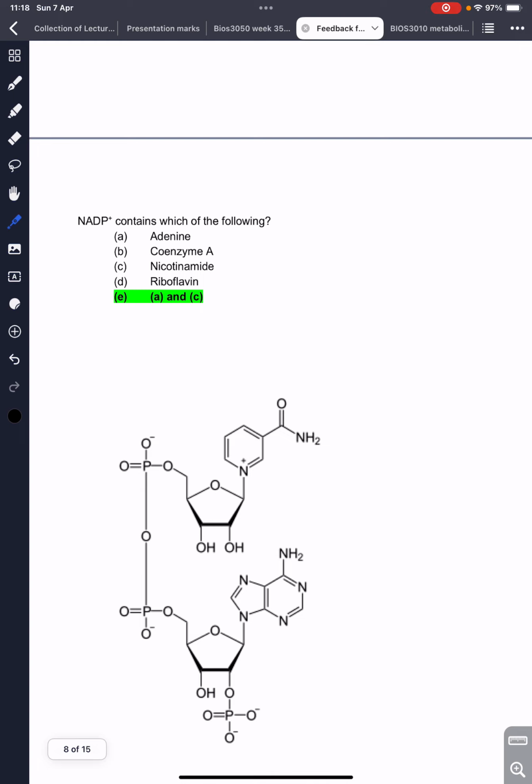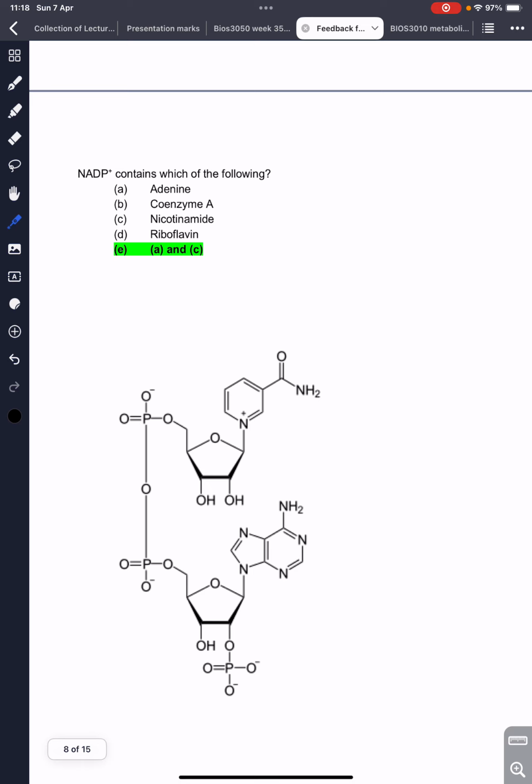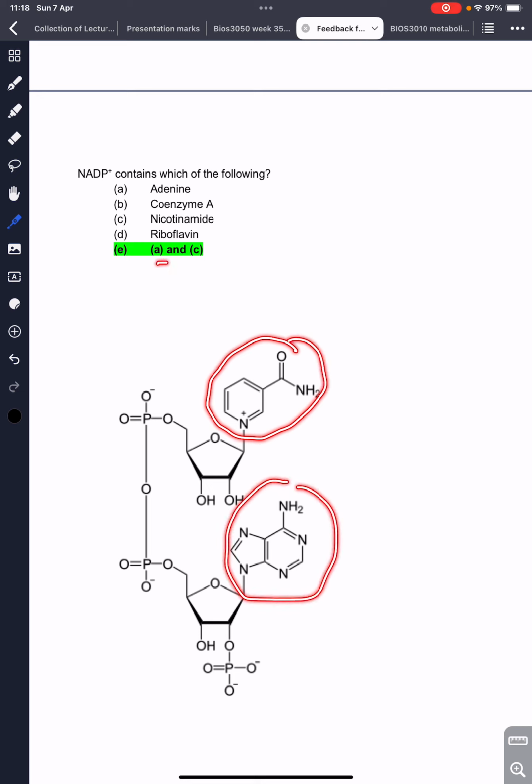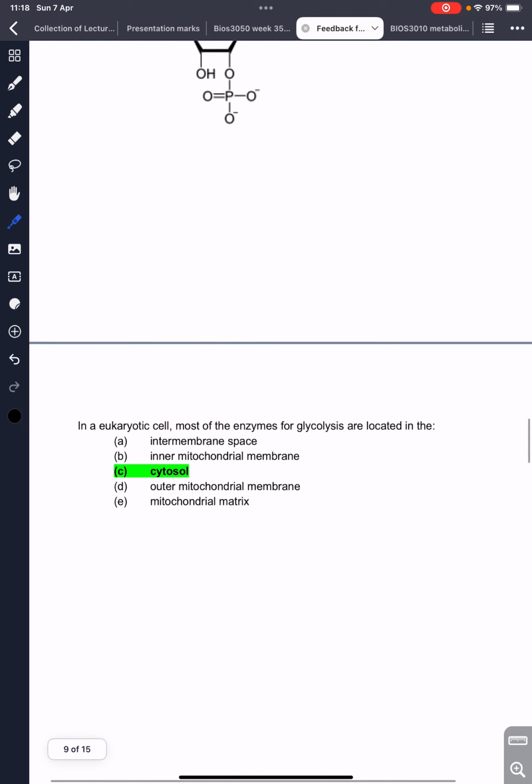In this question, we ask for the components of NADP, so nicotinamide adenine dinucleotide phosphate. So we've got a phosphate here. We've got the adenine group here. So ribose and adenine. We've got two phosphates, and we've got a nicotinamide group here. So we have nicotinamide and adenine. So A and C here would be correct. There's no coenzyme A or riboflavin in it.